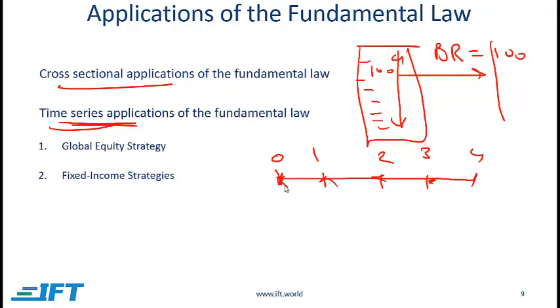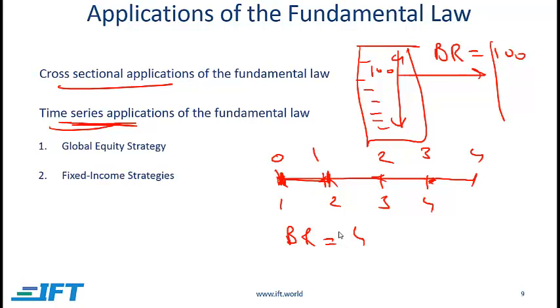So we make that decision at time 0, then end of the quarter, we might again make a decision, and so on. So here we are making 1, 2, 3, 4 decisions, and these decisions are being made over time. So this is a time series application of the fundamental law. If our 4 decisions are independent and uncorrelated, then the breadth of this strategy is equal to 4.